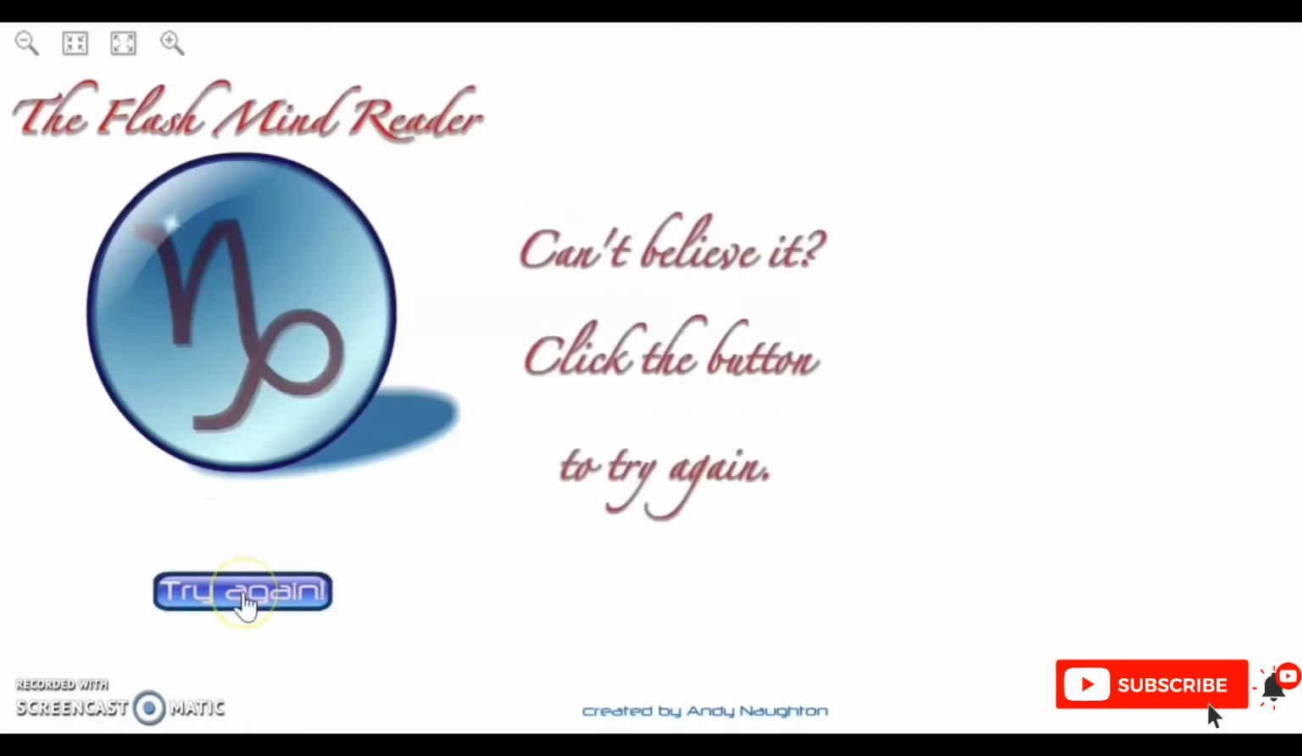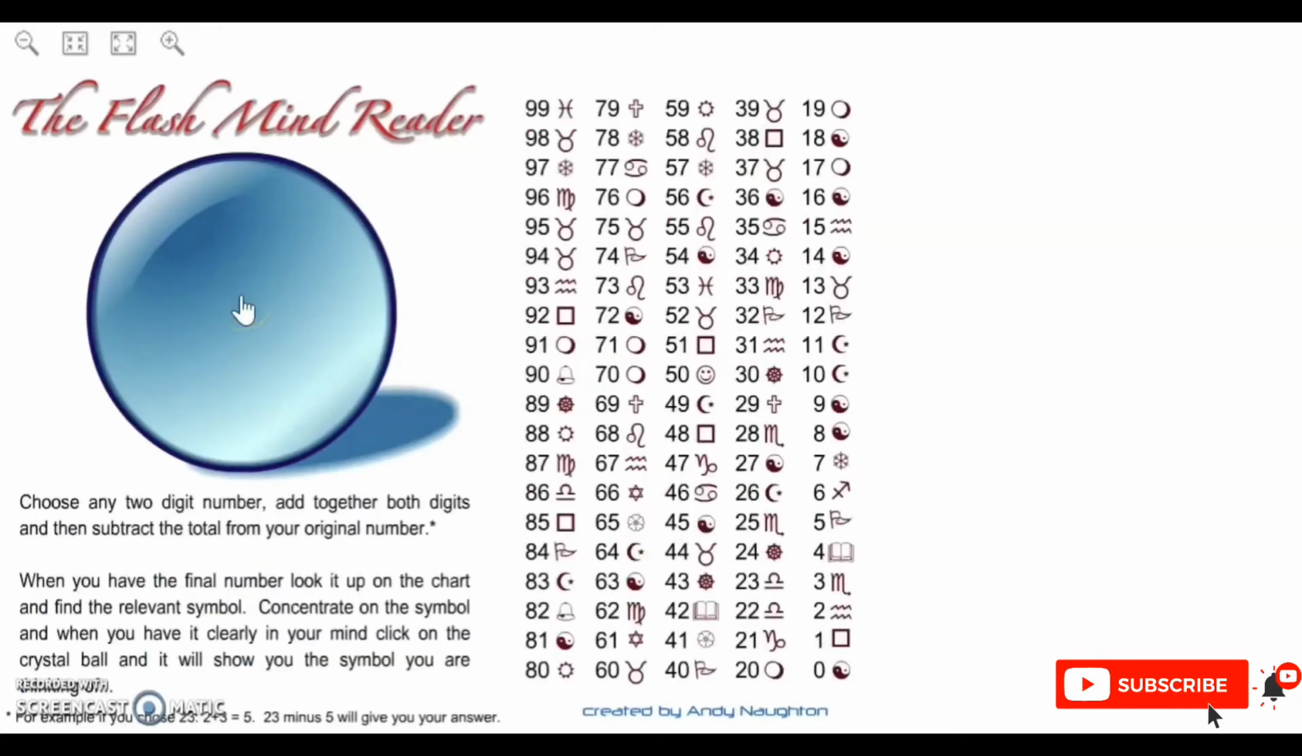Now let's play it again. Let us take the number 49. So 49 minus, what is the sum? 4 plus 9, it is 13. So 49 minus 13 is 36. See where the number 36 comes? Yeah, here it is. In front of 36 you can see there is a symbol like a ball.